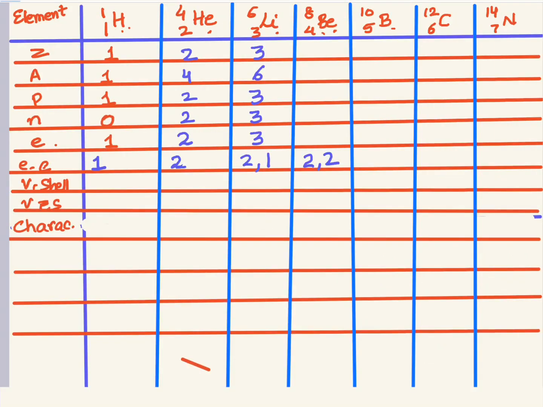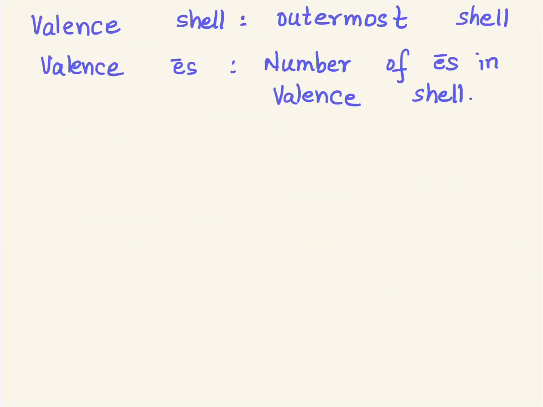Now once you have filled up this chart, should I teach you one more concept? It will be easy. You'll like it. Valence shell and valence electrons. Okay. What is valence shell? It is the outermost shell, outermost filled shell, I should say. Outermost shell which has the electrons in it. Valence electrons is the number of electrons in the valence shell.